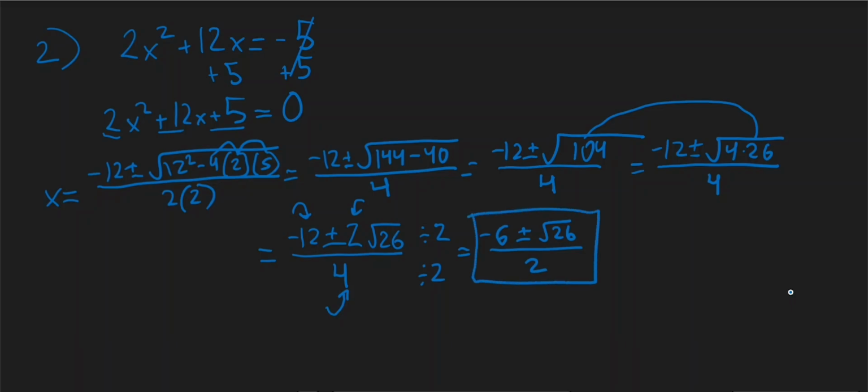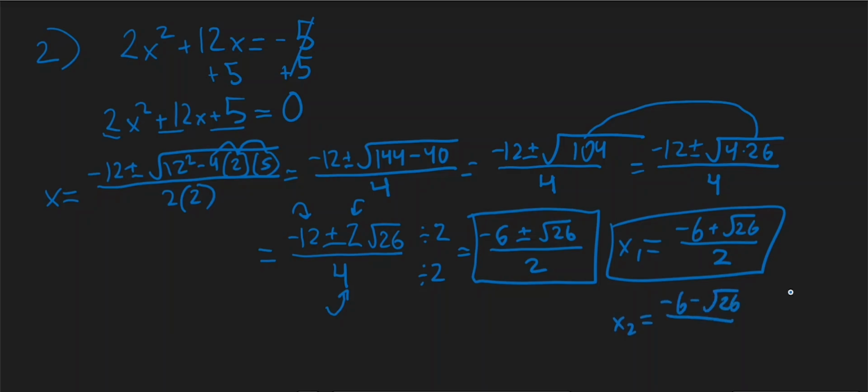And we can break it up into two different solutions where x1 would be the plus version. We have negative 6 plus the square root of 26 divided by 2. And then x2 would be the minus version, which would be negative 6 minus radical 26 divided by 2. All right, and if you want to further get the decimal solutions, then you just have to plug these numbers into the calculator, and that'd be it. We simplified as much as we can, so these are as simplified solutions as we can get.